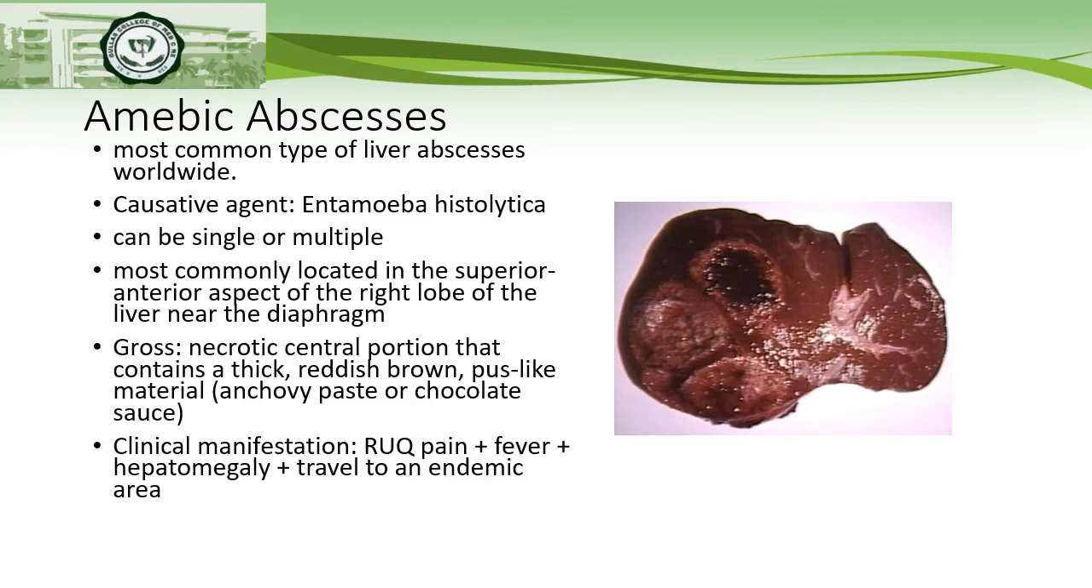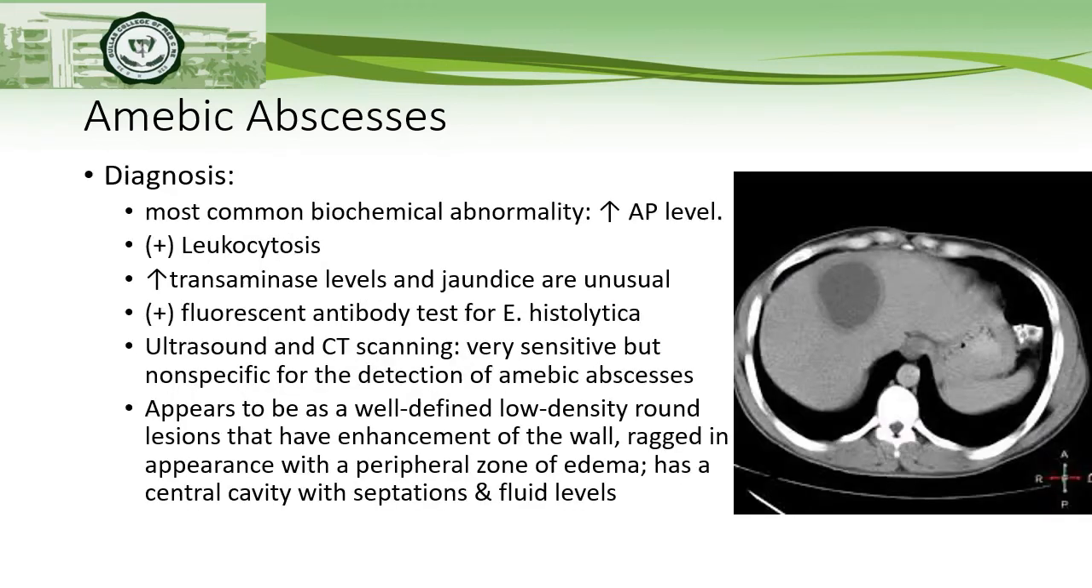Amoebiasis should be considered in patients who have traveled to an endemic area and present with right upper quadrant pain, fever, hepatomegaly, and hepatic abscesses. Leukocytosis is common, whereas elevated transaminase levels and jaundice are unusual in amoebic abscesses. The most common biochemical abnormality is a mildly elevated alkaline phosphatase level.